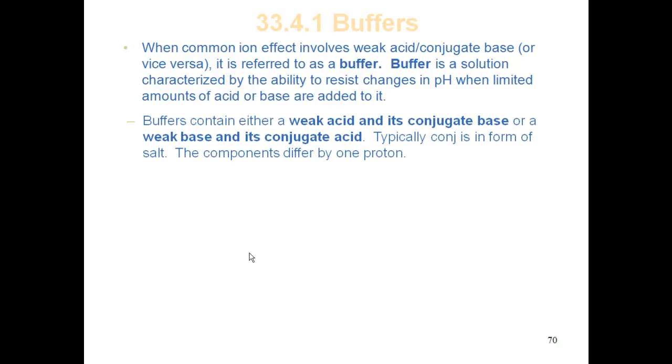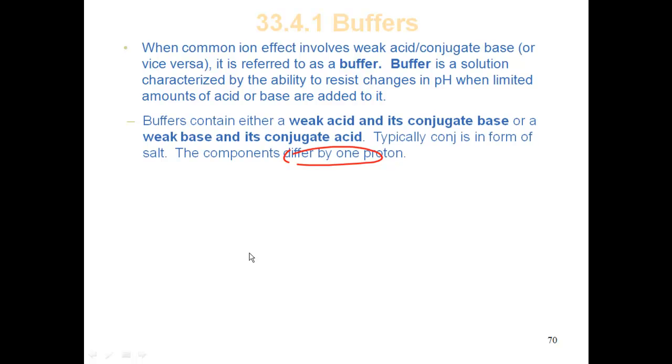Buffers contain either a weak acid and its conjugate base or a weak base and its conjugate acid. Typically, the conjugate is in the form of some salt. Remember, when we're talking about conjugate species, we're talking about species that differ by one proton. So when we're trying to decide if this is a buffer system, the conjugate species should differ by one proton. A weak acid and a conjugate base differ by a proton, or a weak base and its conjugate acid, they also differ by a proton.